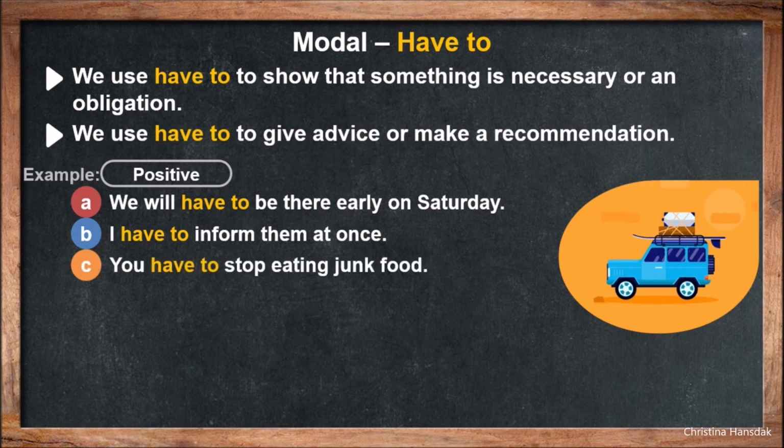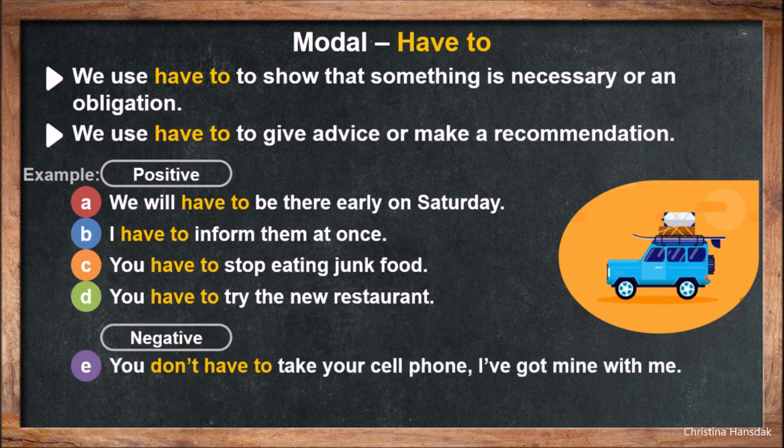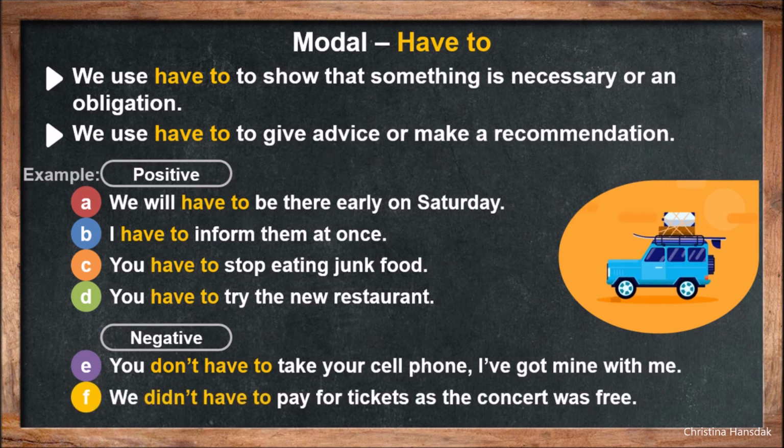Sentence number C. You have to stop eating junk food. Sentence number D. You have to try the new restaurant. Sentence number E. You don't have to take your cell phone. I've got mine with me. Sentence number F. We didn't have to pay for tickets as the concert was free. Students, the upper four sentences are in the positive forms and the remaining two sentences are in the negative forms.